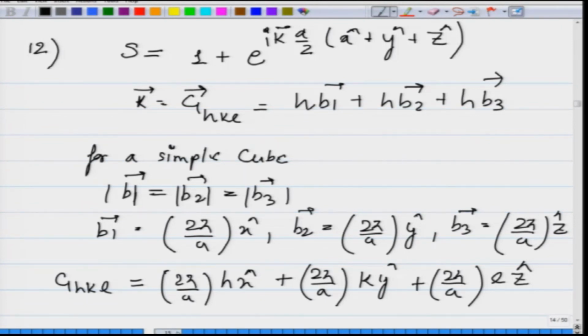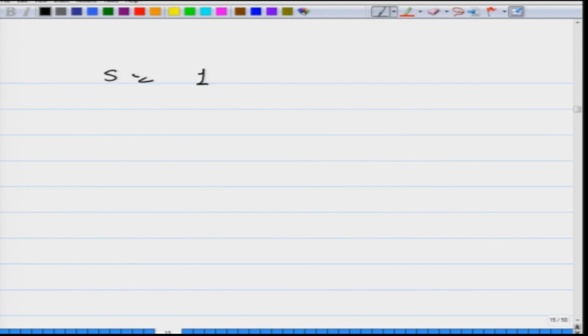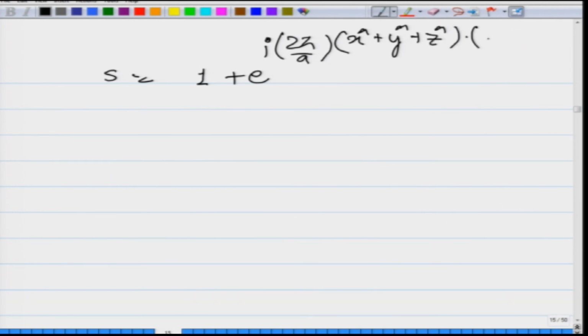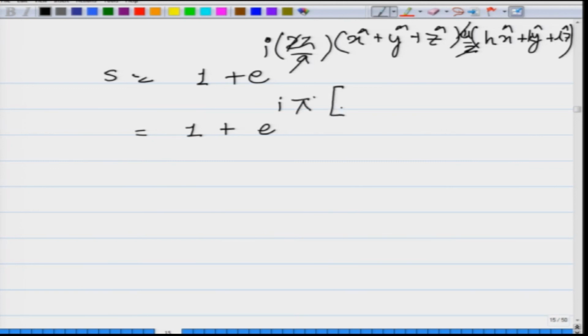So S equals 1 plus e to the power i 2 pi by A (h x cap plus k y cap plus l z cap) dot A by 2 (x cap plus y cap plus z cap). The 2 cancels with the A by 2, and this becomes e to the power i pi (h plus k plus l).